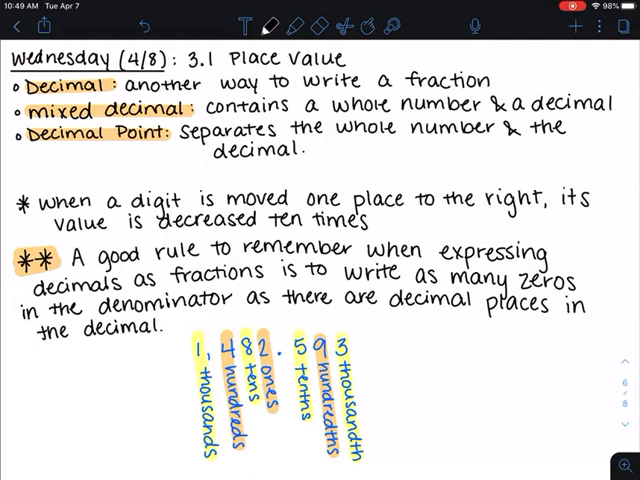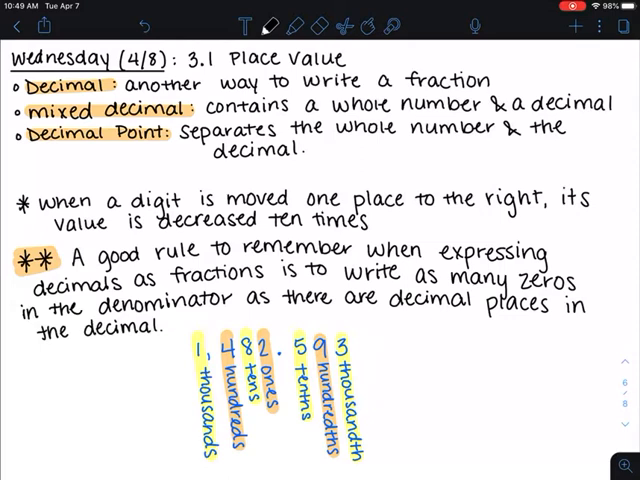When a digit is moved one place to the right, its value is decreased 10 times. So for instance, the value of the 3 in the tenths place, 3.3, is 1/10 the value of the 3 in the ones place. Since decimals are another way to write fractions, decimals can be expressed as fractions.